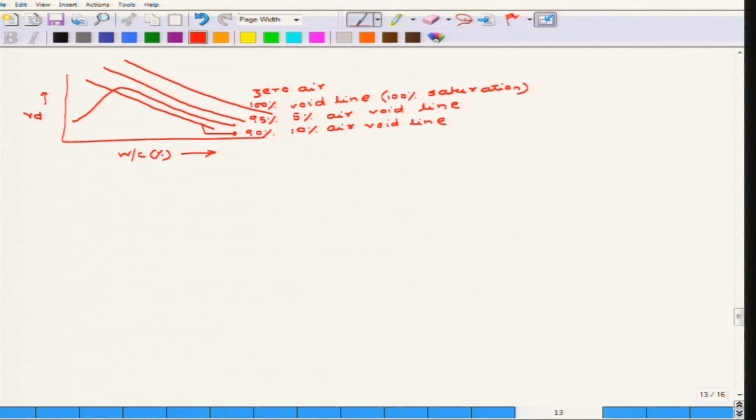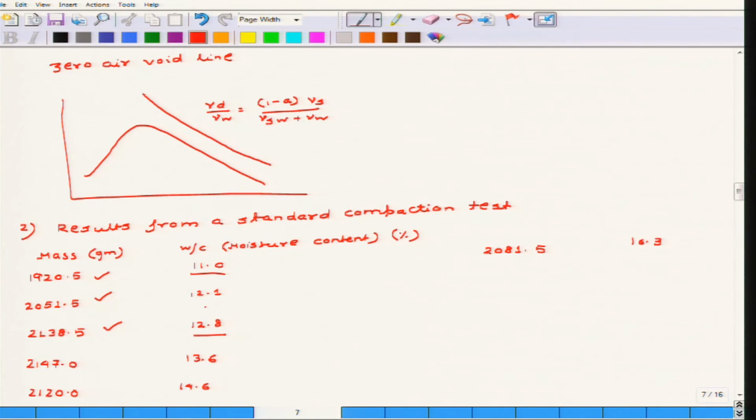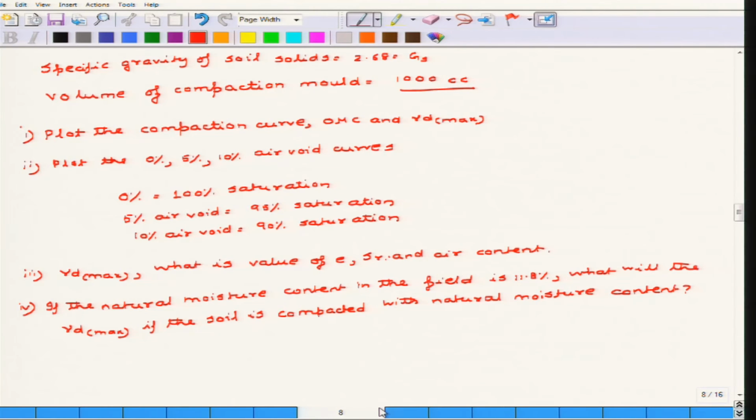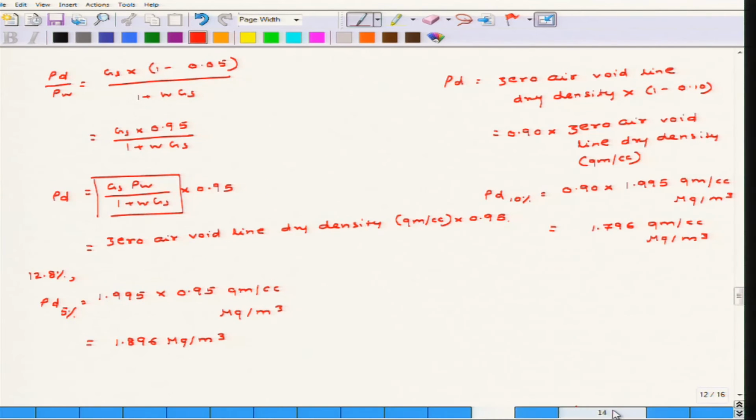So, this is how the figure looks, and all these points correspond to the water content that is given in the question, that is 11, 12.1, 12.8, 13.6, 14.6 and 16.3 respectively. Now, the third question that is asked is, at gamma d max, what is the value of e, Sr and the air content. So, we are going to discuss that.